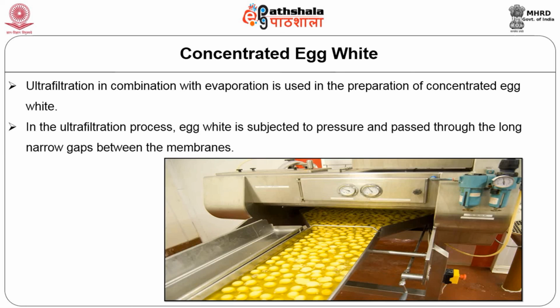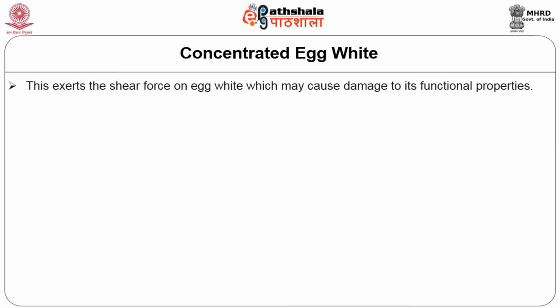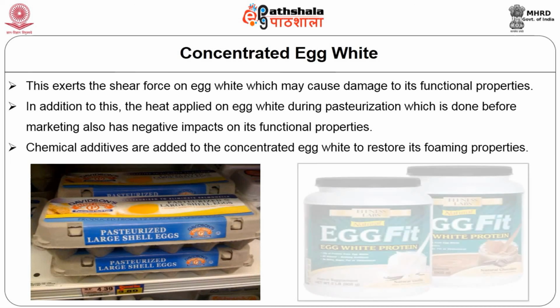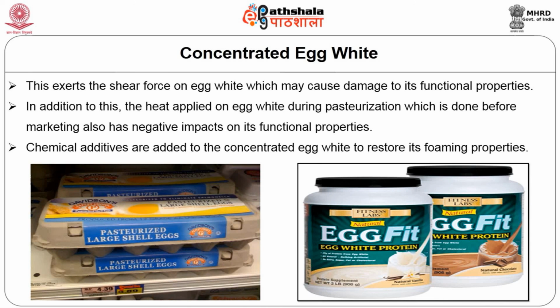Egg white is subjected to pressure when it is made to pass through the narrow gap between the membranes during ultrafiltration. This exerts a shear force on egg white which may cause damage to its functional properties. In addition to this, the heat applied on egg white during pasteurization also has a negative impact on its functional properties. Chemical additives are added to the concentrated egg white to restore its functional properties.